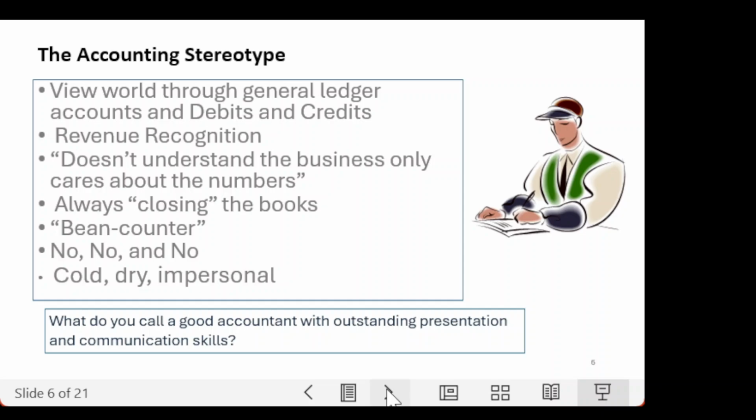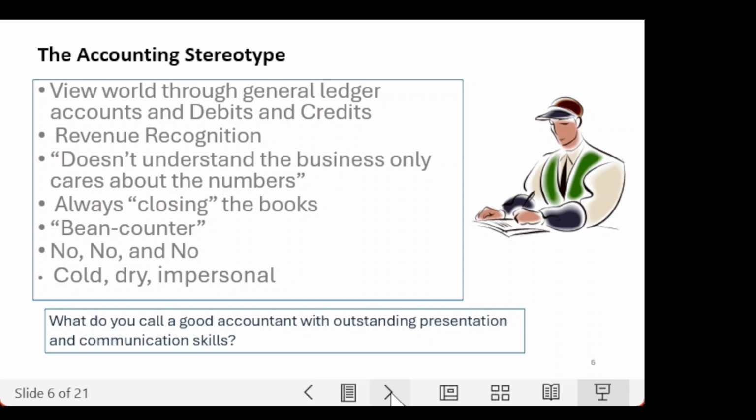I often hear a big complaint about finance teams is they don't understand the business. They only care about the numbers, the financials. They're always busy closing the books and doing returns. I detest the term bean counter, but it's still used, inappropriately for many people who have risen well above this, but also is applied to people who fit this accounting stereotype. We don't want to be viewed as just being no, no, no. And we're often viewed as cold, dry, and impersonal and not related to the other departments, not related to the business or our customers.